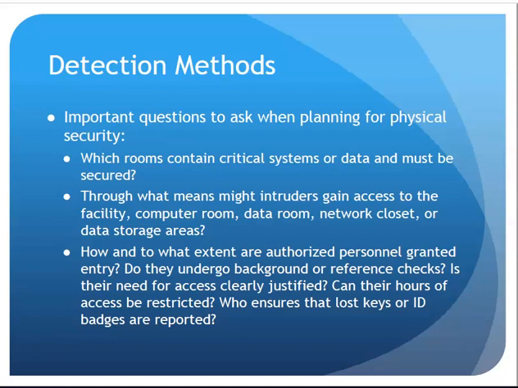CNT125, Chapter 10. We just got done with a section on different detection methods: cameras, motion detectors, asset tags, those kind of things. At the end of that section, there's a series of questions that you should be thinking about and planning for with your physical security. First one is, what rooms are critical, that must be secured? Your main server closet, your main network closet, etc.